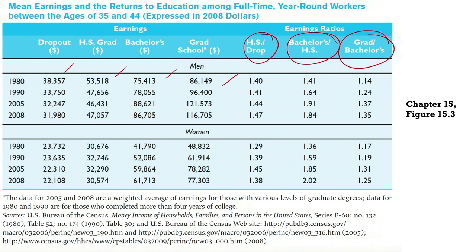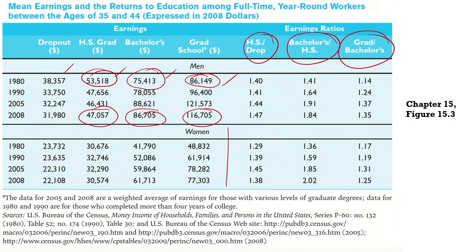Earnings for men with a high school diploma were 53,518 in 1980. If you look at this figure here, it was approximately 53,000 in 1980, and it decreased to approximately 47,000 in 2008. Now, men with a bachelor's degree saw their mean earnings increase from approximately 75,000 to 86,000 in 2008. And men with a graduate degree also saw an increase from an approximate figure of $86,000 to $116,000 in 2008.